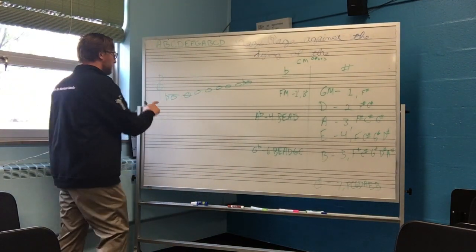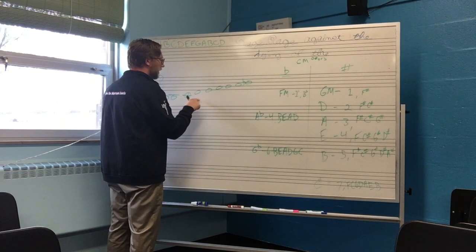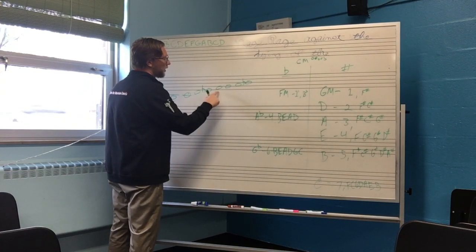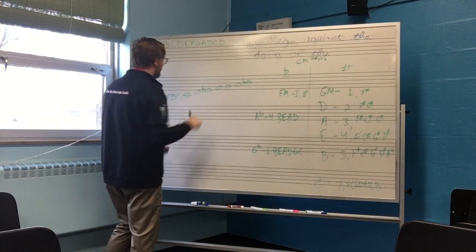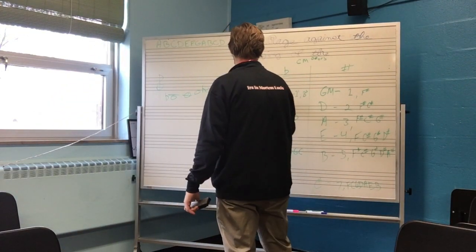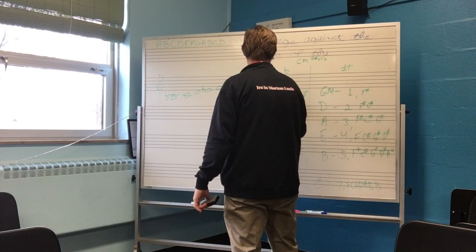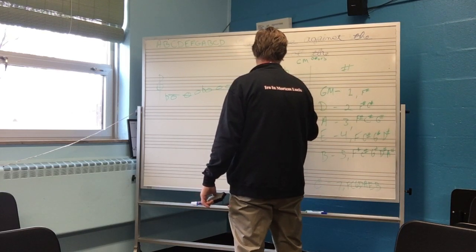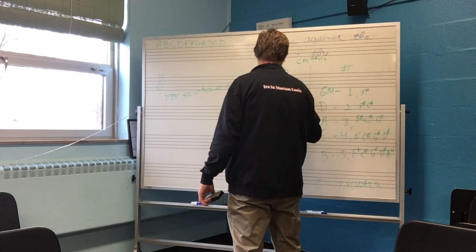So B flat to C is good, C to D is good, oh, that should be a half step. E flat's good, whole step, half. How many different flats are there? 2. So B flat major scale has 2 flats, and it's B flat and E flat.